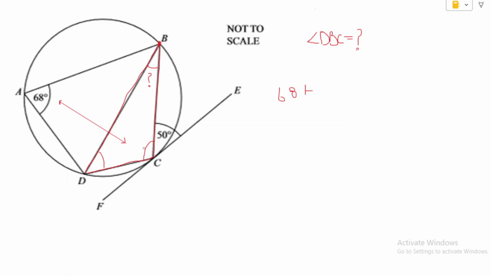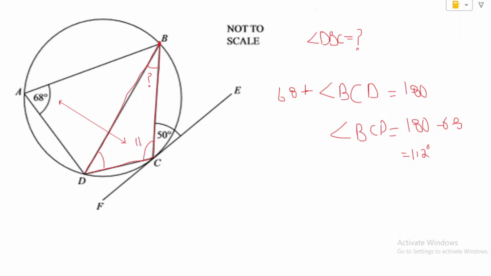So 68 plus the angle opposite to this one, which is C. And if I describe this angle with the help of the arms, it is BCD. So 68 plus angle BCD will be equal to 180. And if we want to find the angle BCD, that will be equal to 180 minus 68, and that is simply 112 degrees. So this angle is 112 degrees.